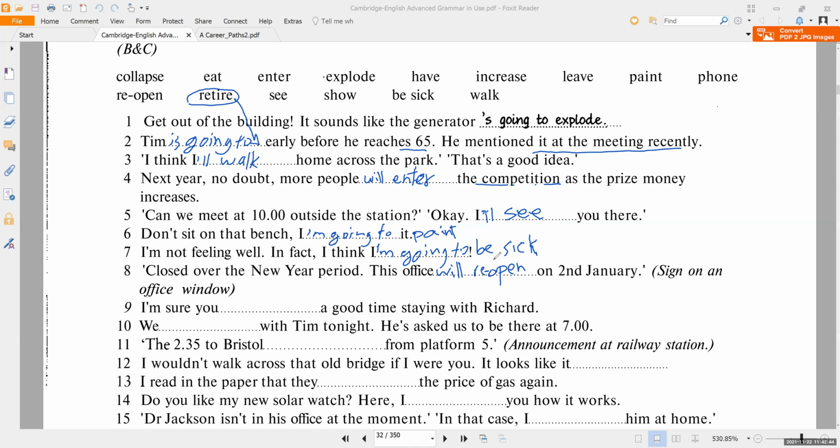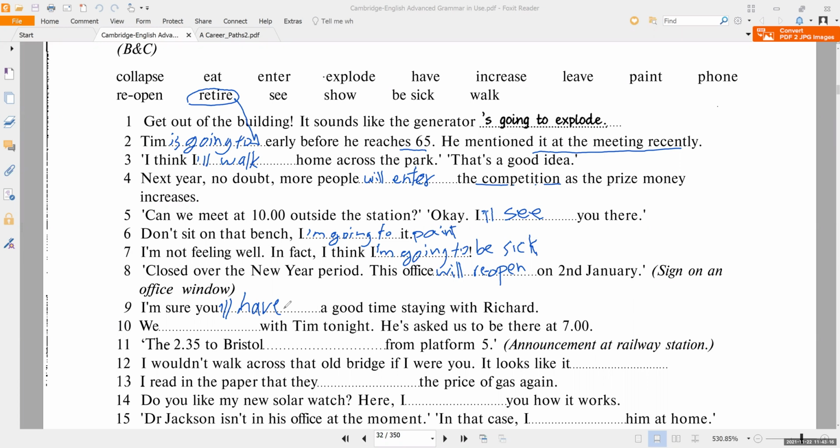Number 9. I'm sure you will have a good time staying with Richard. هذه double L. اكتبها بشكل صحيح.